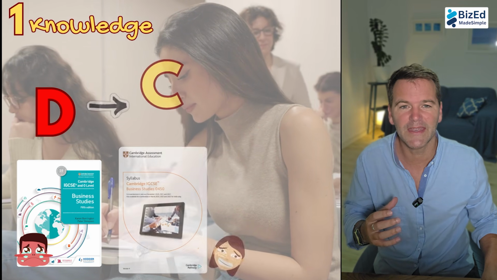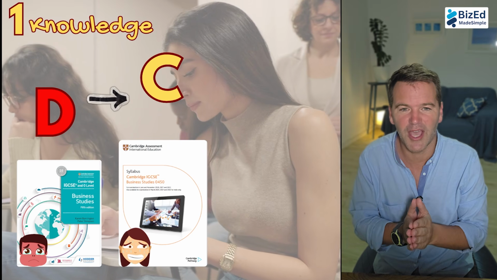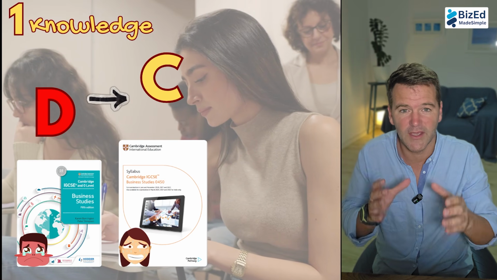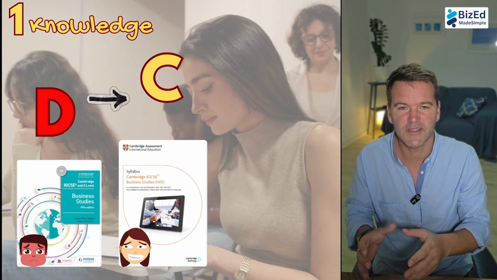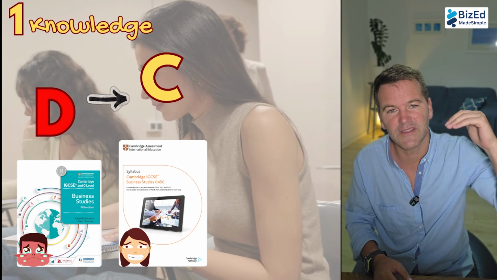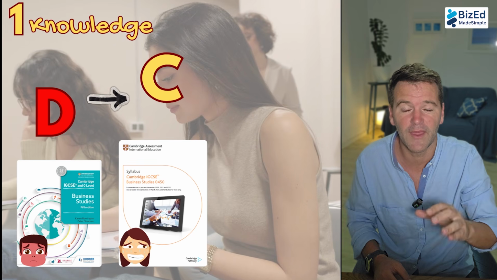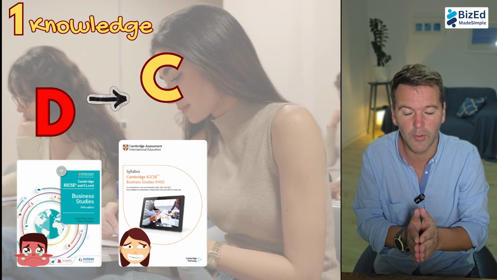The C grade candidates are a little bit sharper. They've stepped it up and they've realized the thing to look at is the syllabus, not just the textbook. The syllabus is the list. If it's in there, you need to know it. If it's not in there, they can't examine you on it.